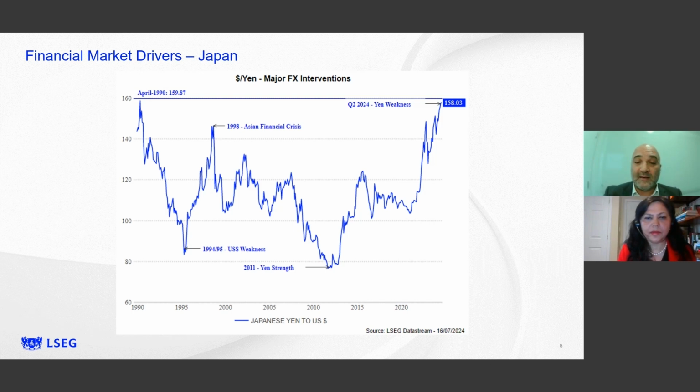And as you can see here, at the end of Q2 of 2024, the yen was at its weakest rate since early 1990. And we know that the Bank of Japan has intervened, along with the Ministry of Finance, to try to strengthen the yen. And the other way that they will do that is to raise interest rates to nullify the effect, as much as they can, of the yen carry trade.